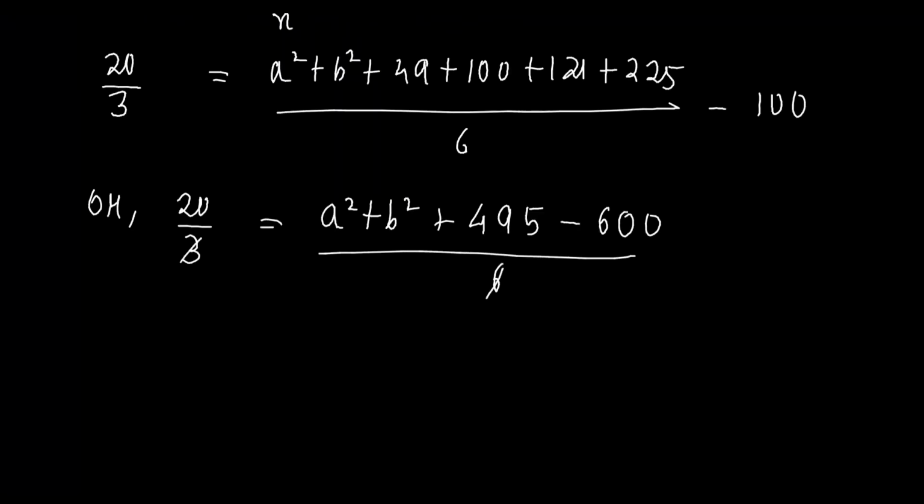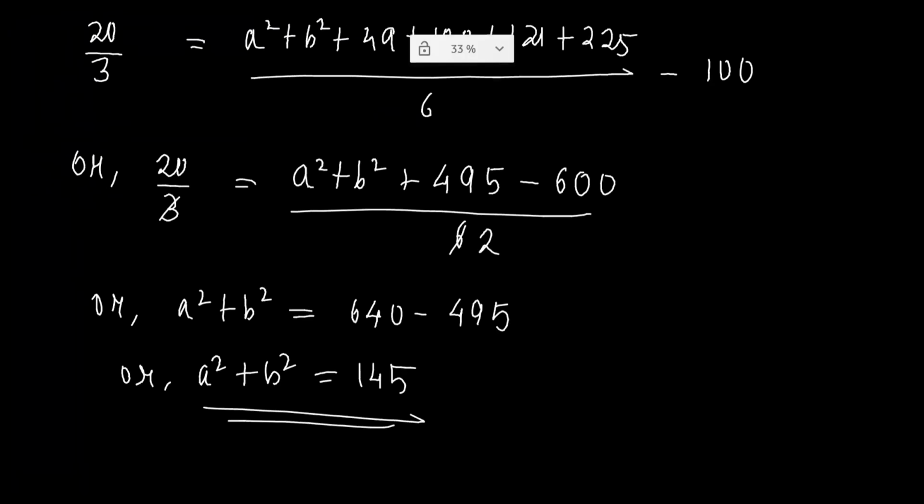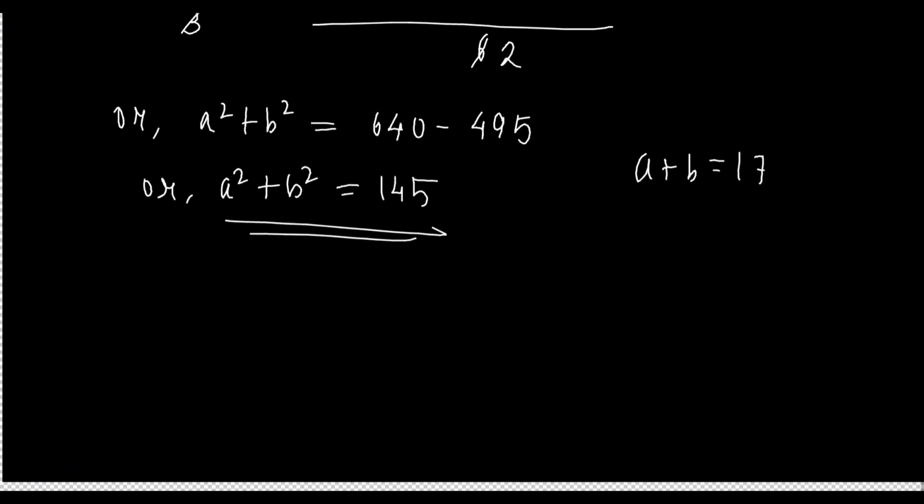So this will cut by 2. So A square plus B square will be 640 minus 495, which is 145. Okay, so this is the result. So A square plus B square equals 145, and we have got A plus B as 17. From this we will find AB.